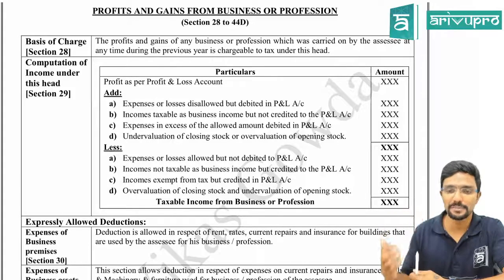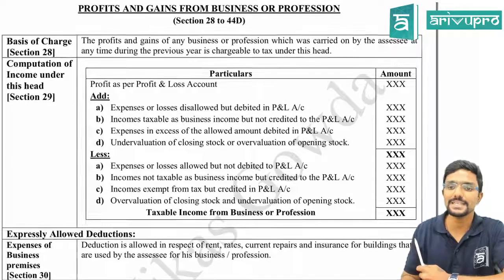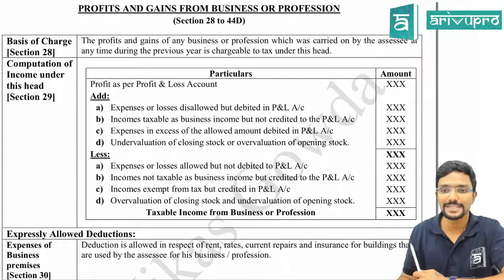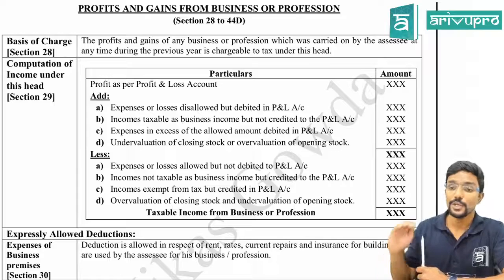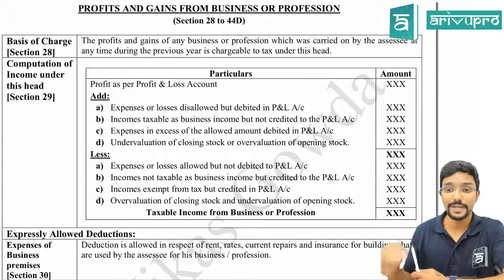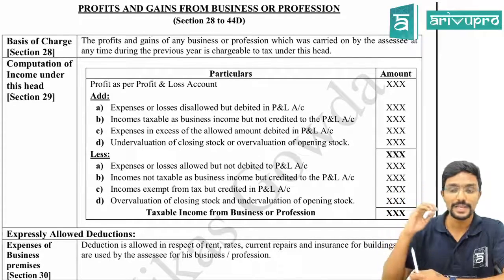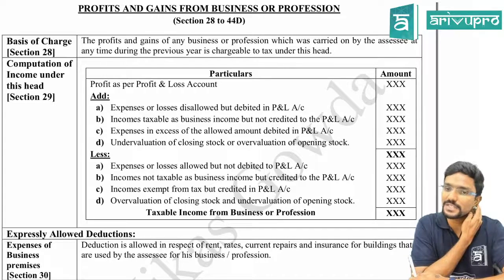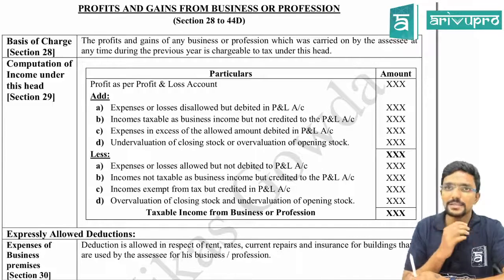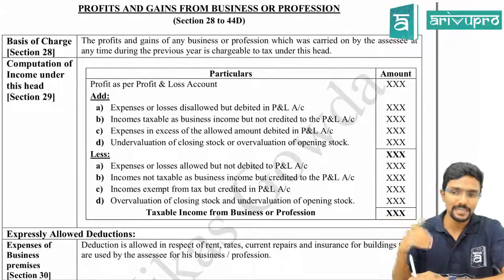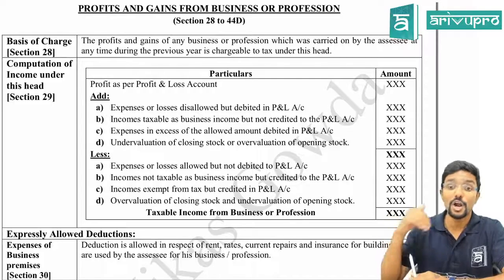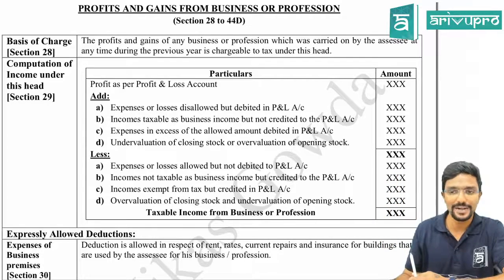If there is any expense which is debited in the profit and loss account, but as per the Income Tax Act it is disallowed. Or else you have debited excess expenses in your profit and loss account, that is expenses you have debited more. In that case, assume you have debited 10,000, but as per the Income Tax Act only 8,000 is allowed. So 2,000 should be disallowed. Agree? And the third case is if there is any income which is taxable under PGBP but not credited to the P&L account, you have to add that back also.